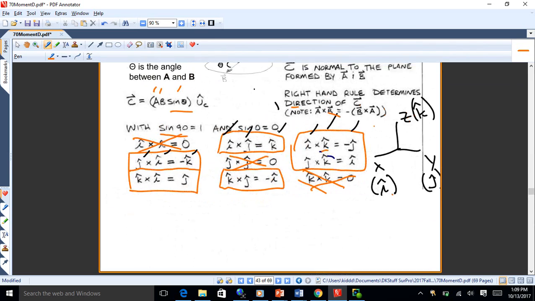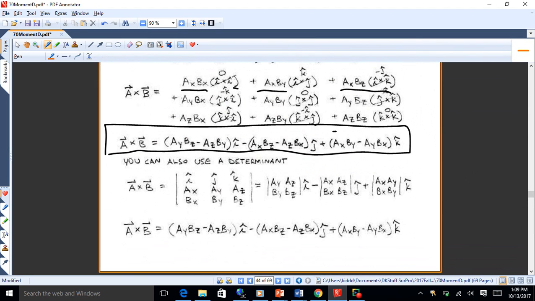So the gist of this is, when you do a cross product, what you end up with is that rather long formula that I've outlined in black. A cross B is (AyBz minus AzBy) i, then, importantly, a negative (AxBz minus AzBx) j, then another positive (AxBy minus AyBx) k. So that's how you take a cross product.